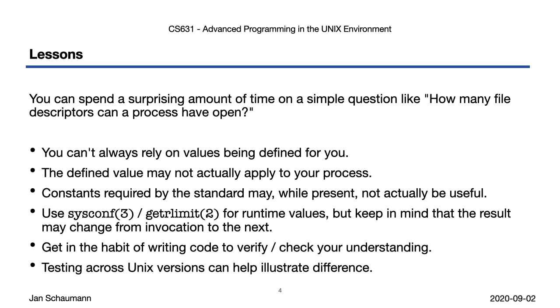Alright, after having spent a perhaps surprising amount of time on the simple question, how many file descriptors can a process have open, we finally know that the answer is, it depends. Specifically, we found out that OPEN_MAX may not be defined on the platform you're on. OPEN_MAX may be defined, but may not reflect reality. In fact, OPEN_MAX may not be useful at all to answer those questions, even though it really sounded like it would be. We also noticed that sysconf and getrlimit may return different values in subsequent invocations, even within the same process.